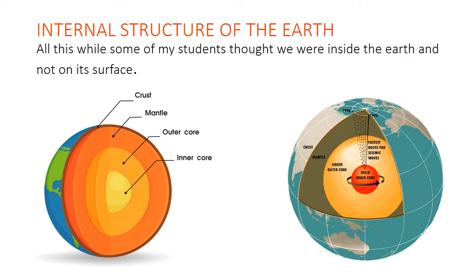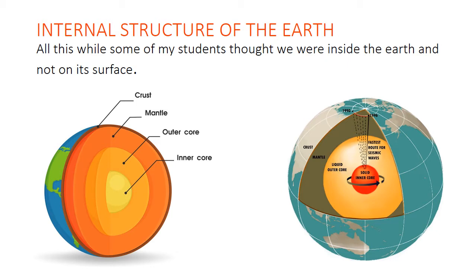So first of all, you have the crust. That's what we are on currently. That's the first layer. Then we have the mantle. That's after the crust. Then after the mantle, you have the outer core. Then after the outer core, you go to the inner core, which is the central portion of the earth.